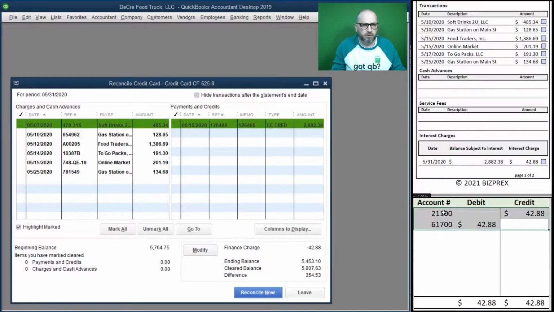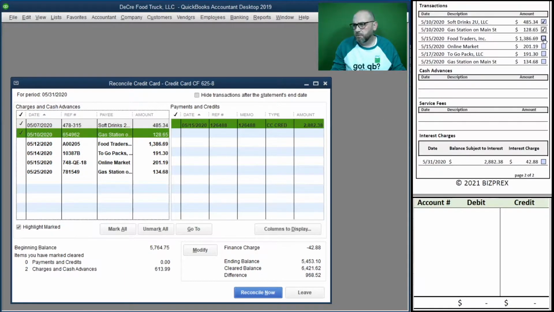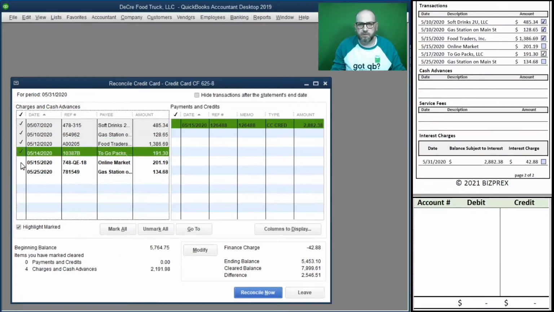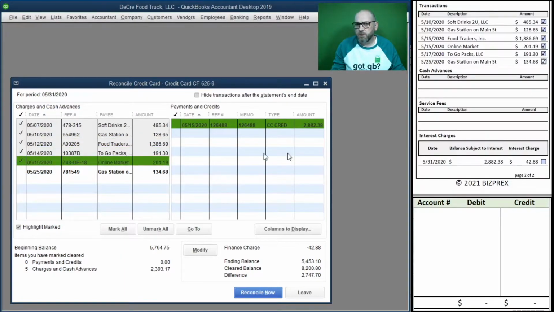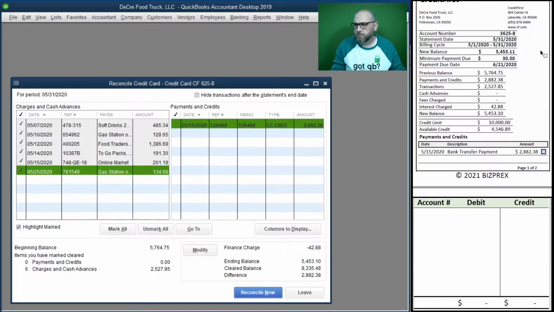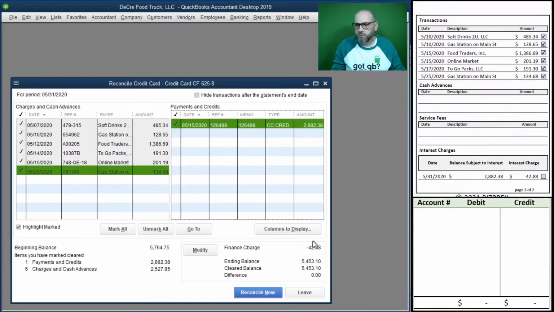All right, so here we are. Let's go ahead and start reconciling the transactions that we have. So far, so good. Our objective is to get to 0, and now our payments right here. We have our payments. And we also have our service fee right here, 42.88. And we're at 0. All right, that's what we wanted.